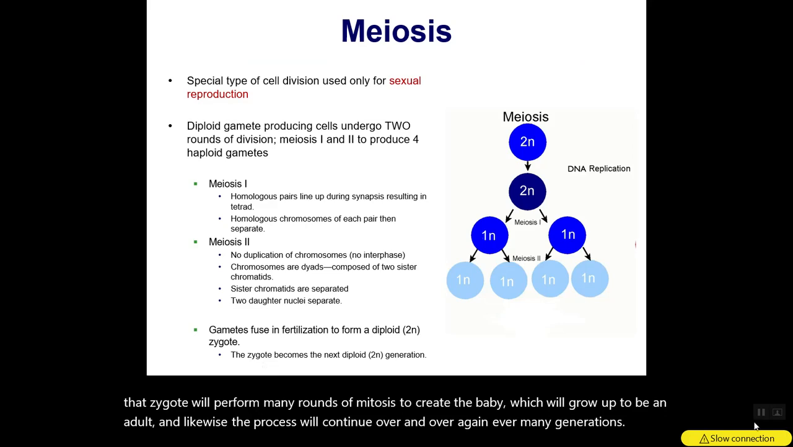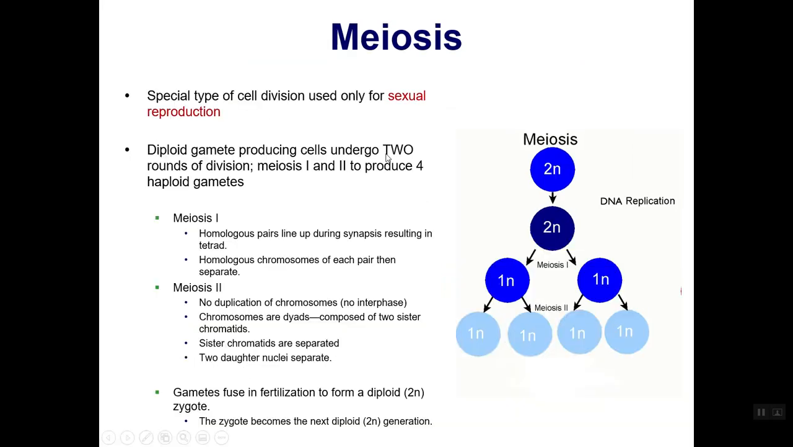So, how does this process happen? We called it meiosis. Now we're going to go into the details of how meiosis happens, and it's going to look a little bit similar to mitosis, but with some pretty significant differences. Overall, meiosis is a special type of cell division used for sexual reproduction. Remember, mitosis was for asexual, occurring without a partner.